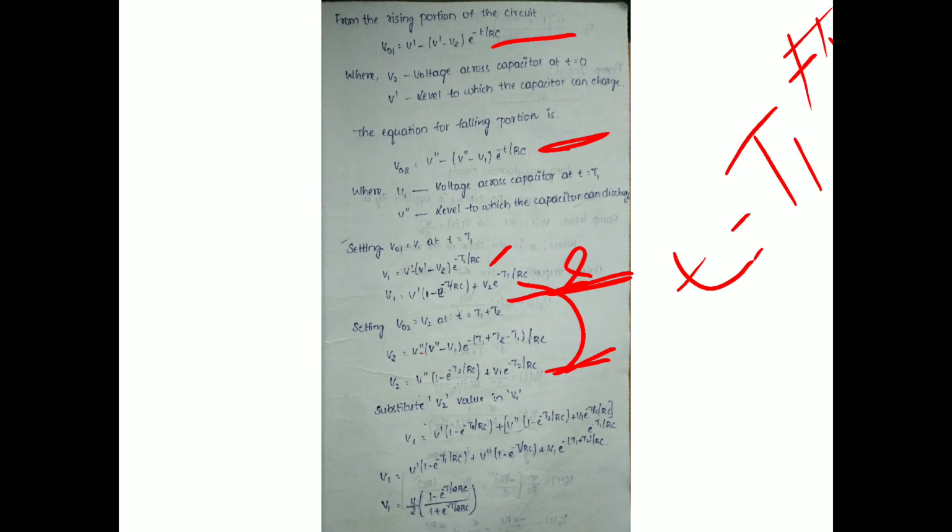So what is V1? V1 is equal to V dash (1 minus e power minus t1 by RC) plus V2. That means we are getting the V2. What is the equation of V2? V2 is equal to V double dash (1 minus e power minus t2 by RC) plus V1 e power minus t2 by RC. This is the V2.